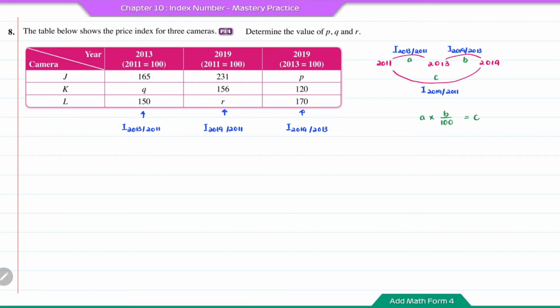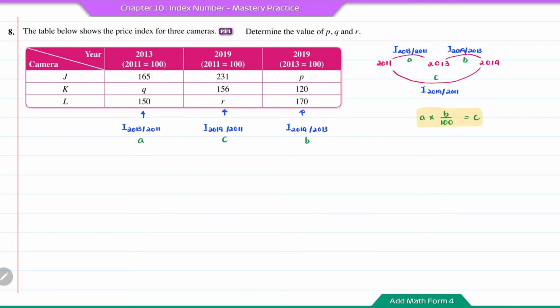Based on the information that we have using the SMILE method, the index number in the year 2013 based on 2011, we're going to label as A. The index number in the year 2019 based on 2011, we're going to label as C. And the index number in the year 2019 based on 2013, we're going to label as B. Therefore, to solve for the values of P, Q, and R, we're going to refer to this formula here.